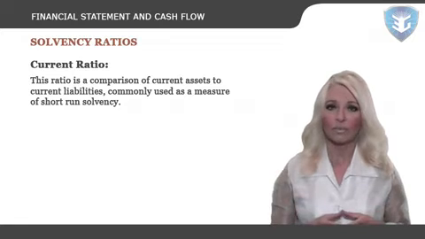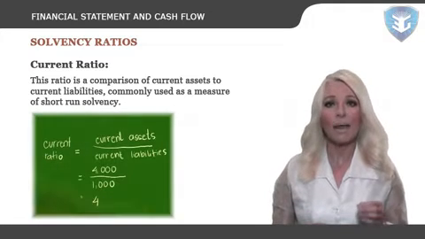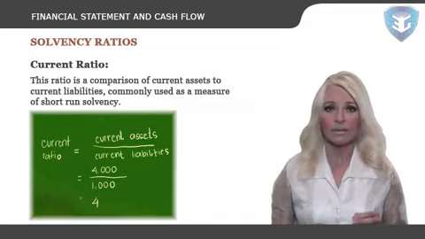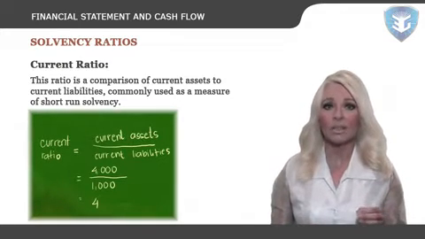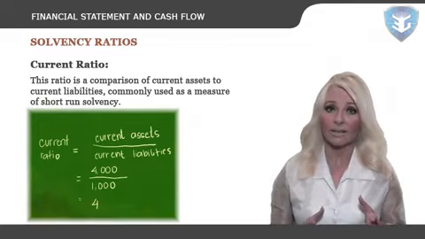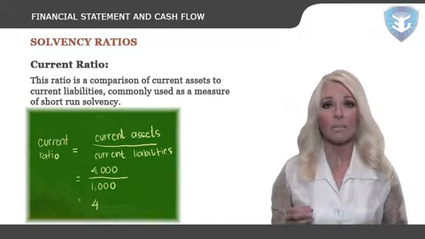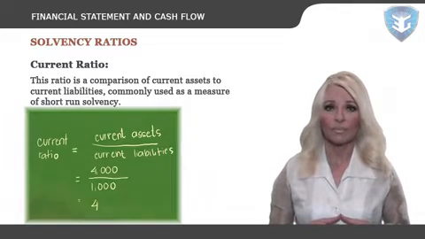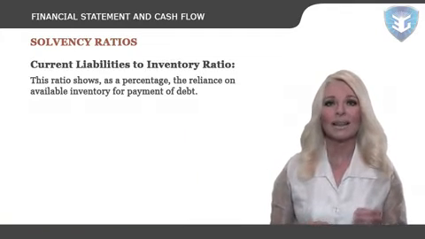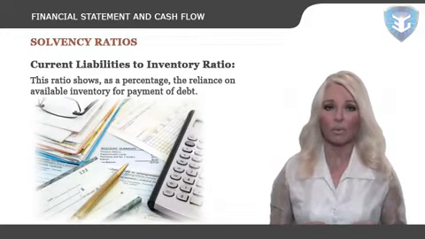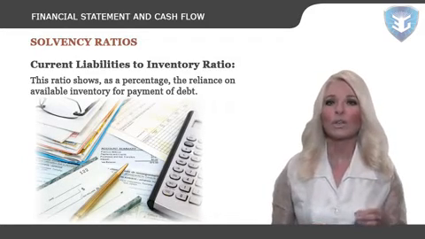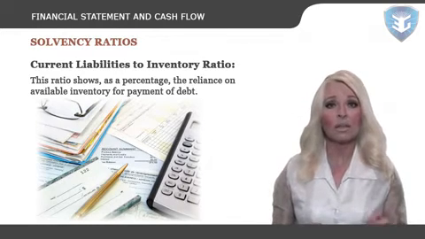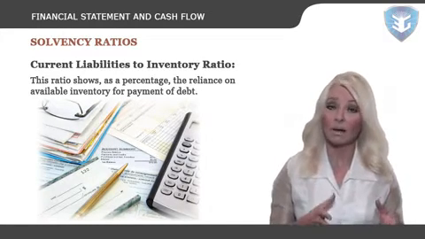Current ratio. This ratio is a comparison of current assets to current liabilities. Commonly used as a measure of short-run solvency, that is, the immediate ability of a business to pay its current debts as they come due. Current liabilities to inventory ratio. This ratio shows, as a percentage, the reliance on available inventory for payment of debt.